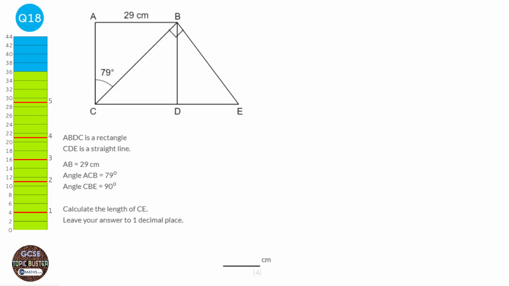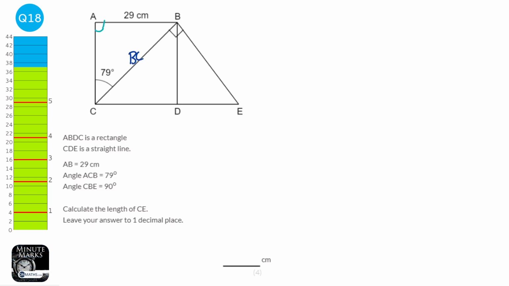So we can't work out length CE directly, but what I'm going to do is start off by finding length BC. And I'm going to do that using trigonometry. So we've got the 90 degrees there.